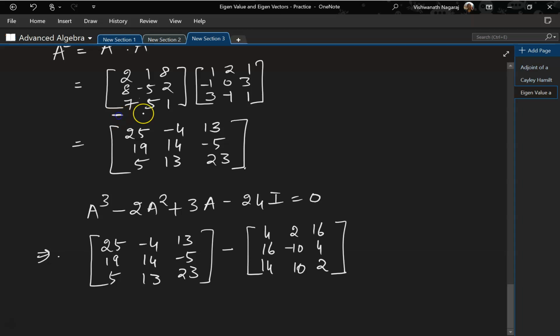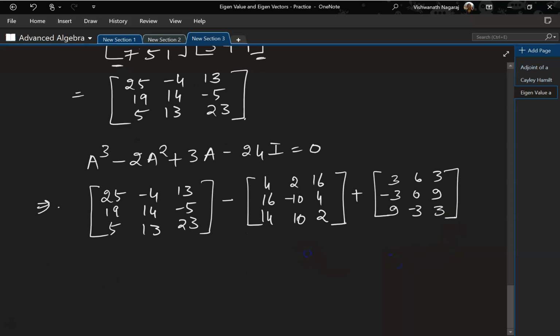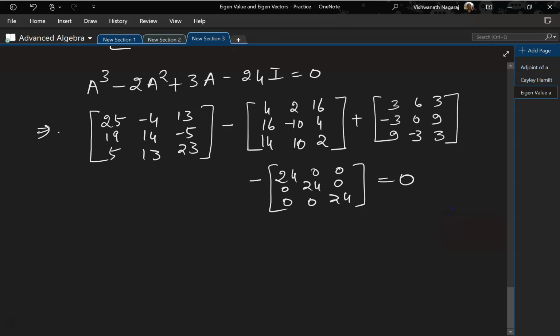We are multiplying this by 2. Then we have plus 3 times A. A is this. So 3, 6, 3 minus 3, 0, 9, 9 minus 3, 3 minus 24, 0, 0, 0, 24, 0, 0, 0 equal to 0. Remember, the 0 is actually a 0 matrix: 0, 0, 0, 0, 0, 0, 0, 0.